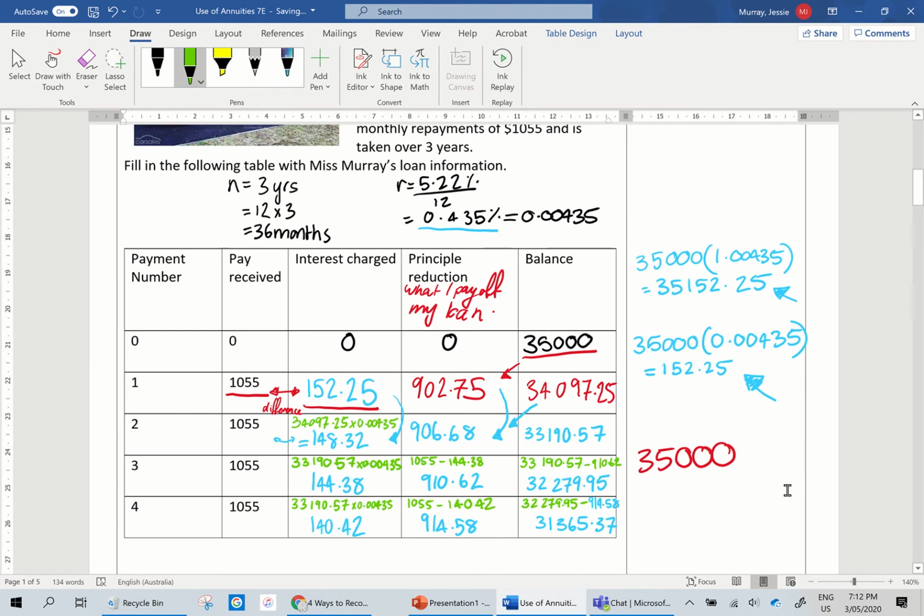So what's going to happen if you have a look at your exercises now? They're going to ask you things like, how much interest did Miss Murray pay in the 3rd month? Or what difference in interest did she pay between the 3rd and the 4th month? Or how much did Miss Murray have owing after the 4th month? So these are the types of questions where it's just going to get you to analyse the table. See how you go now with the exercises.